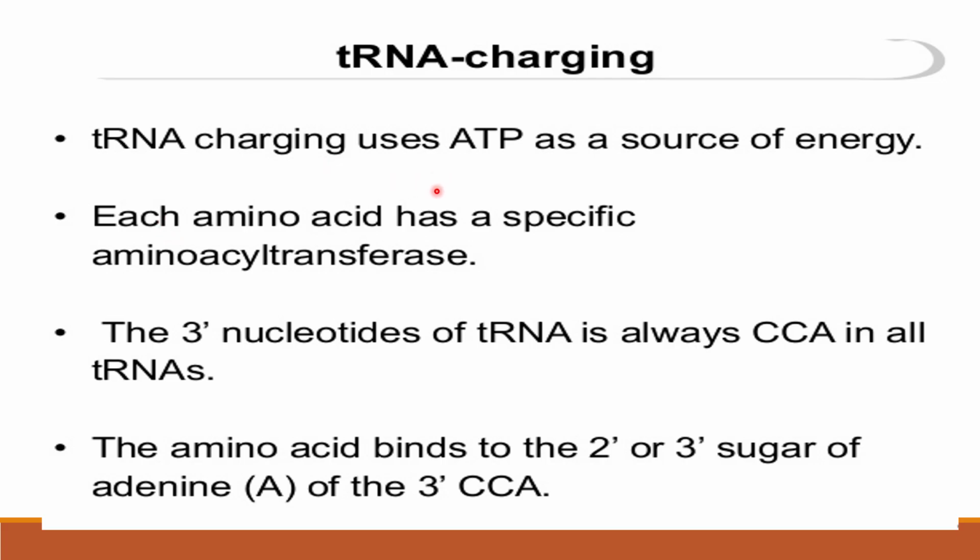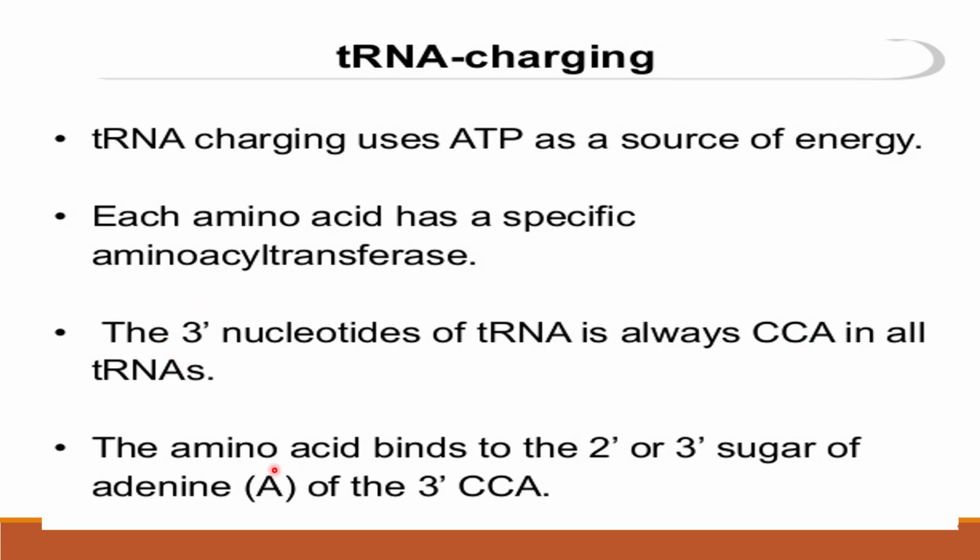tRNA charging uses ATP as a source of energy. Each amino acid has a specific aminoacyl-tRNA synthetase. The 3' nucleotides of tRNA are always CCA in all tRNAs. Remember, we have roughly around 41 tRNAs, and in all tRNAs, the 3' end will always be CCA.